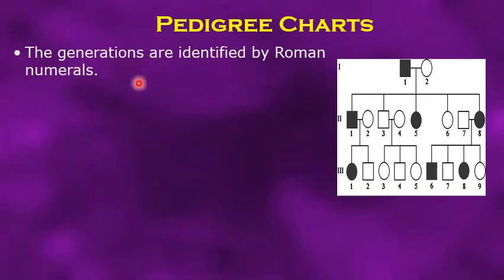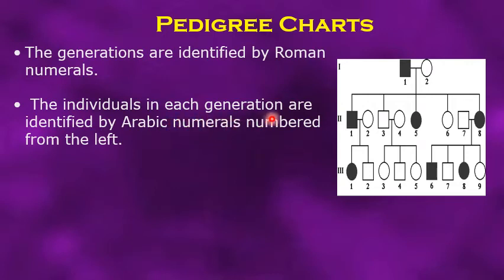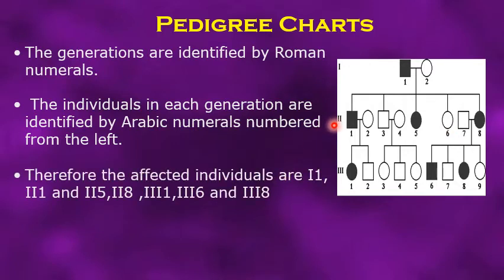The generations are identified by Roman numerals. يعني الأجيال تعطى أرقام رومانية 1 2 3. The individuals in each generation are identified by Arabic numerals numbered from the left. أما الأفراد في كل جيل يعطون أرقاما عربية تبدأ من اليسار إلى اليمين. Therefore, the affected individuals are 1-1, 2-1, 2-5, 2-8, 3-1, 3-6, and 3-8.